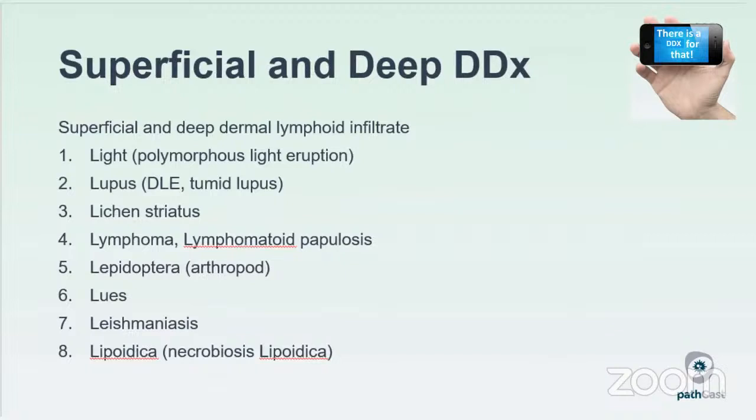And then I believe this is our last one that I'm going to leave you with: superficial and deep differential diagnosis. This is really a commonly used one. So when you see a superficial and deep dermal lymphoid infiltrate at scanning power, immediately just start running through your mind the 8 L's. So to make it nice and convenient, we've made everything start with an L for this differential: light being polymorphous light eruption, lupus, lichen striatus, lymphoma and lymphomatoid papulosis, lepidoptera, which is a fancy L way of saying arthropod, Lewy, which is a fancy L way of saying syphilis, leishmaniasis, and lipoidica, aka necrobiosis lipoidica.